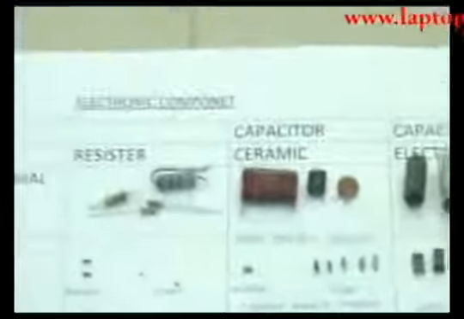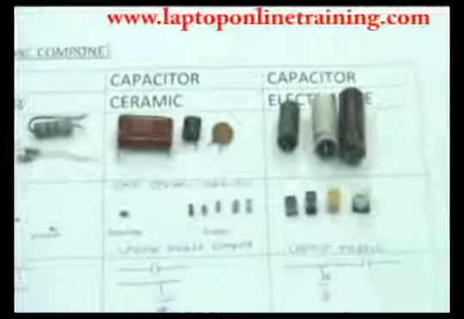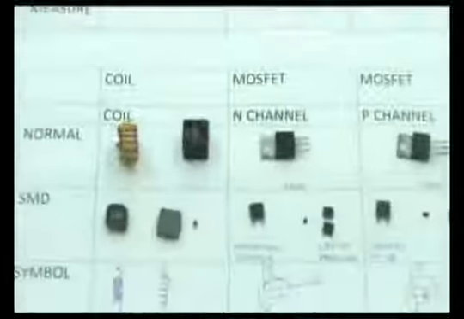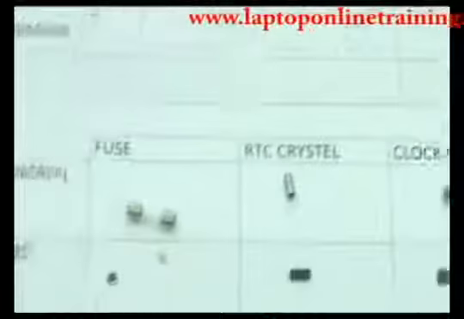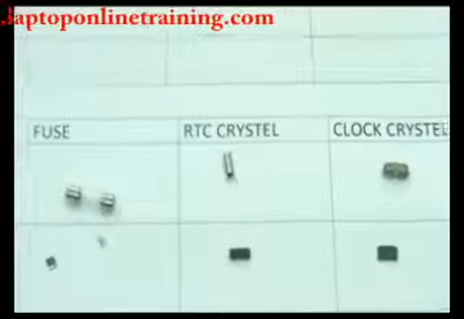So these are the electronic components which we have to understand: the resistor, capacitor, ceramic capacitor, electrolyte capacitor. Another is the diode, and the transistor, NPN. Then the coil and the MOSFET, P channel and N channel. Another is the fuse, RTC crystal and clock crystal. These are the electronic components of laptop, SMPS and desktop motherboards. Okay.